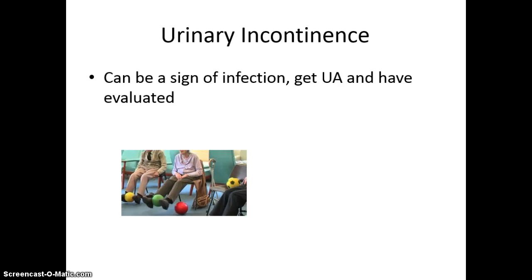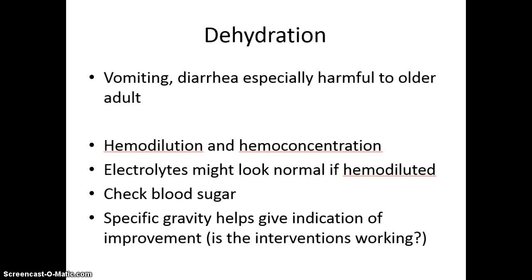Urinary incontinence can be a sign of infection, so again, get the UA, make sure that we're looking at the types of incontinence. Do they need to drink more water? Do we need to get them to the toilet on a regular basis and have the staff working with them to help prevent that incontinence, because besides a lot of psychological issues, it can cause a lot of skin breakdown and other barriers for the older adult.